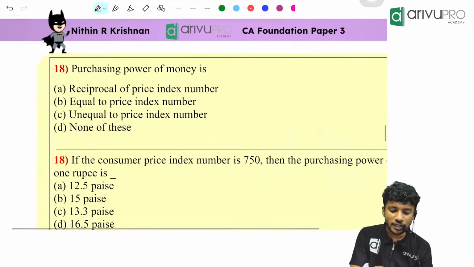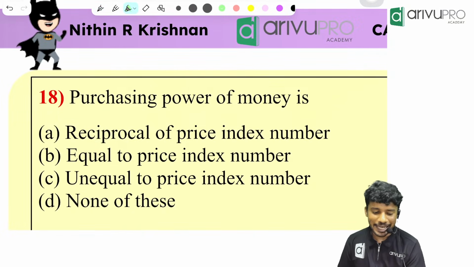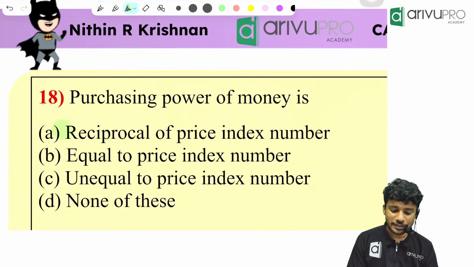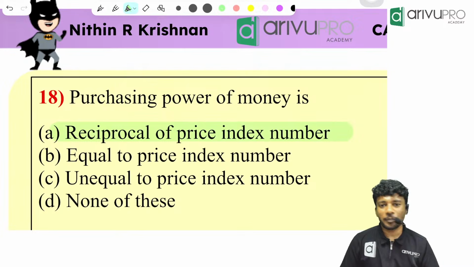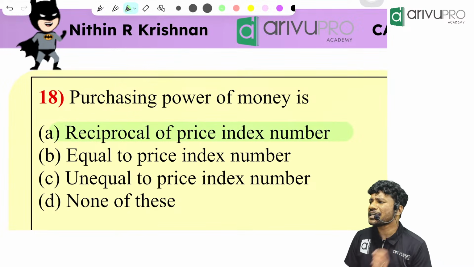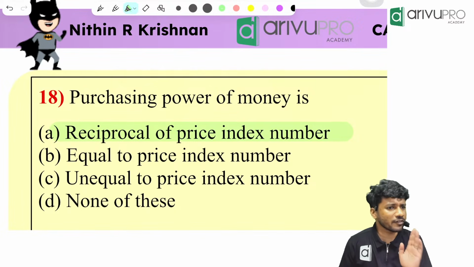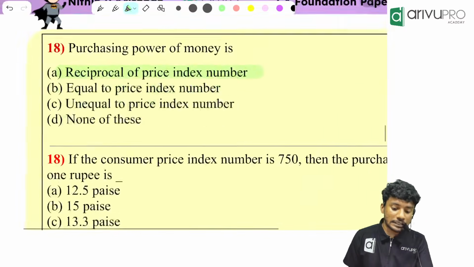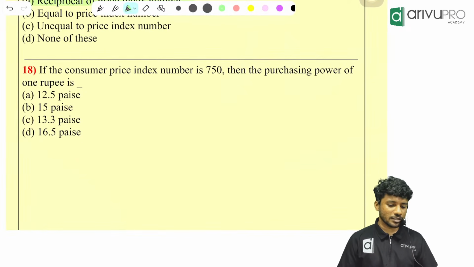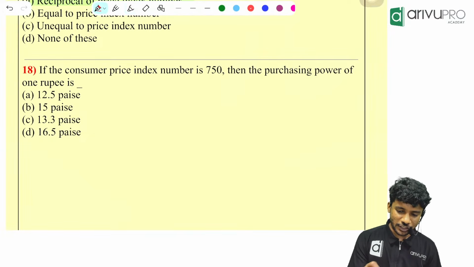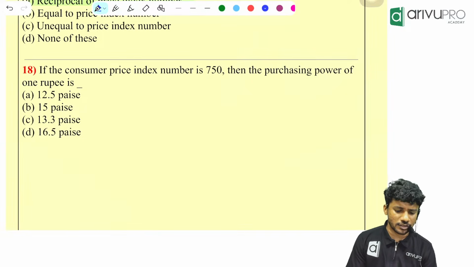We will try that question. The question is this one. Purchasing power of money is dash. Reciprocal of price index number. That means 1 divided by price index number. Now, is the index number given in percentage or in random values? Index numbers will always be given in percentages. Then, try to get me the answer. Easy question. If you can use the logic, you will get the answer faster, and you can use the formula also.